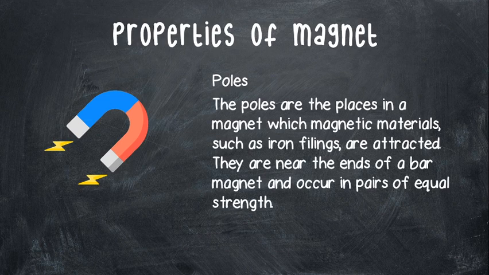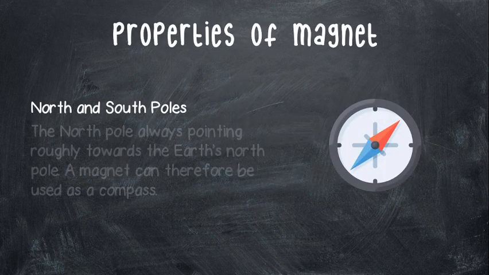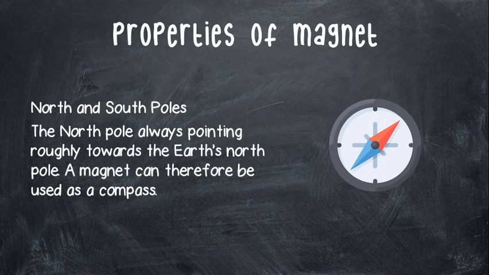The next property of magnets, the second, is poles. The poles are the places in a magnet where magnetic materials such as iron filings are attracted. They are near the ends of a bar magnet and occur in pairs of equal strength. And then the third, north and south poles. The north pole always points roughly towards the Earth's north pole. A magnet can therefore be used as a compass.